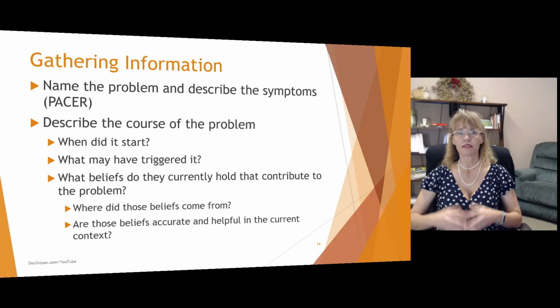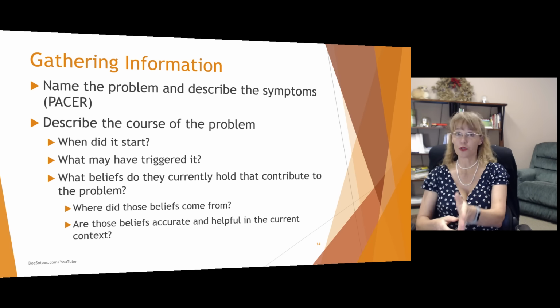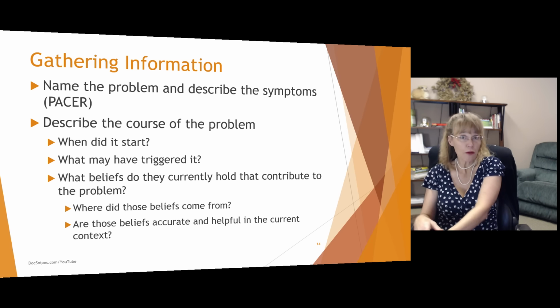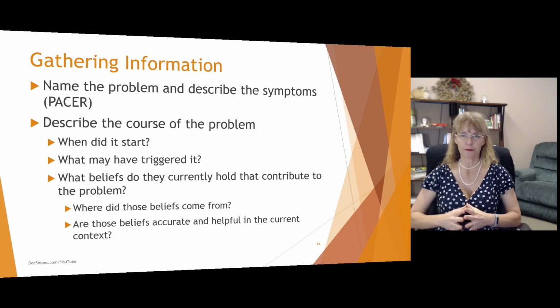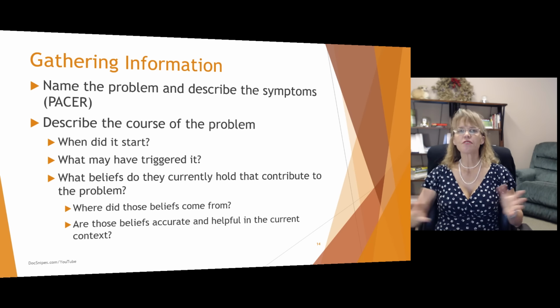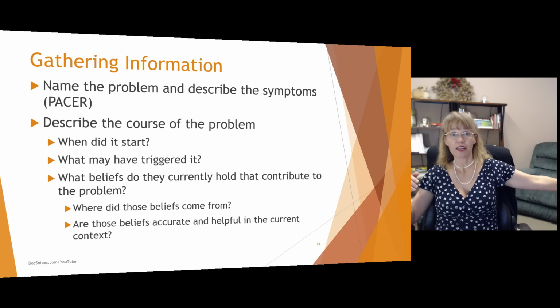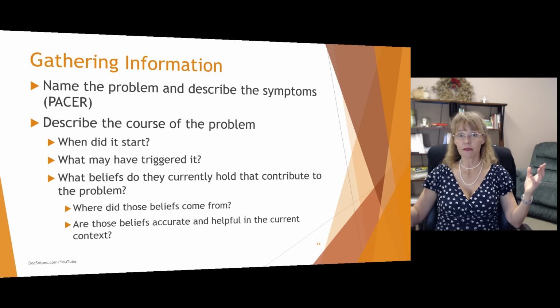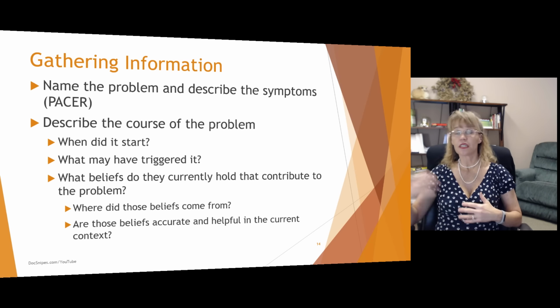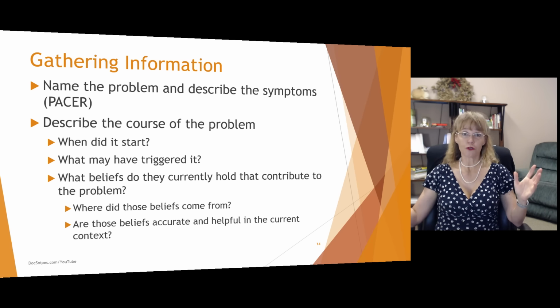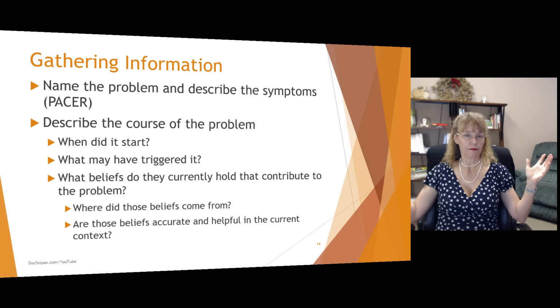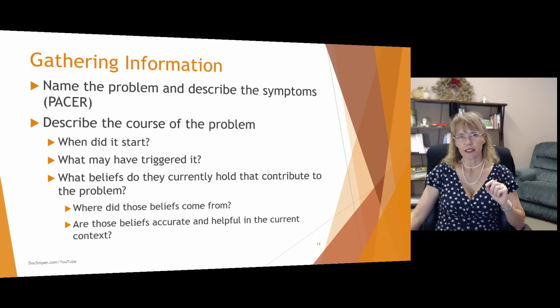In what ways is it affecting their relationships with their coworkers, with their friends, with their children, with their family? The list goes on. Then have them describe the course of the problem. When did it start? For some people, they can't even remember when it started because they were so young. That's fine. For others, it started later. That's cool too. We just want to have an idea. When did it start? What may have triggered it?